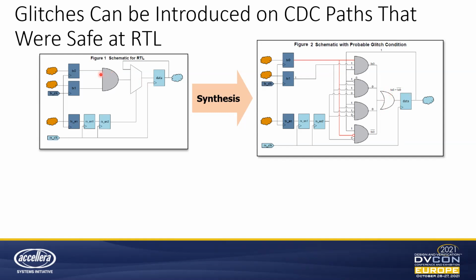So what we are saying is that the RTL that was safe during RTL sign-off may, due to synthesis, create combinational logic that can introduce a glitch in the design at the gate level.